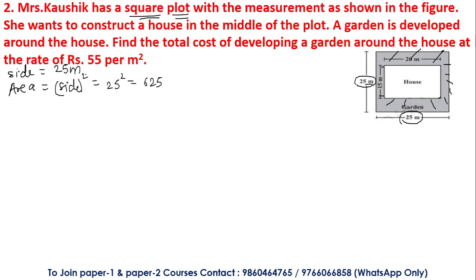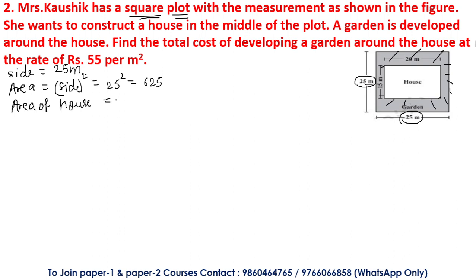Now we know the area of the plot. After we know the area of the house, we can easily subtract the area of the house from the area of the square plot. Then I will get the area of the garden. Very simple. So you just have to understand the concept behind it, as well as try to understand the formulas in the questions themselves. Okay, so here the area of the house, now we are finding the area of the house, right?